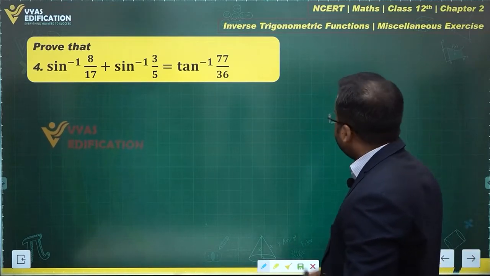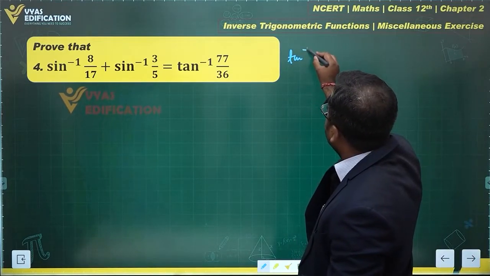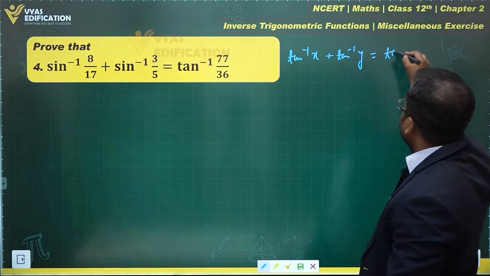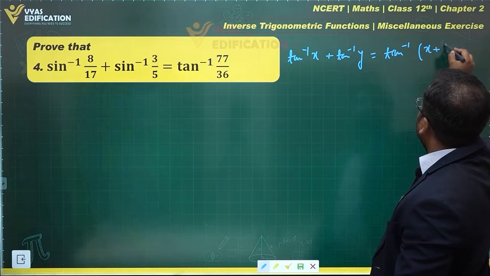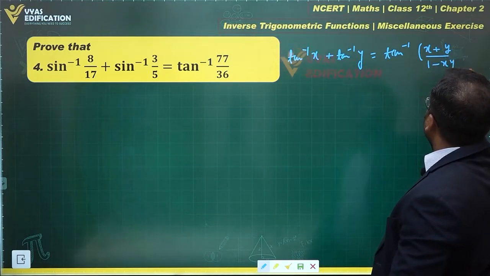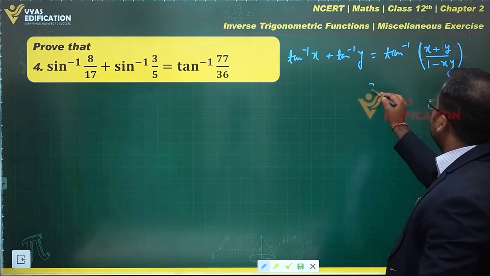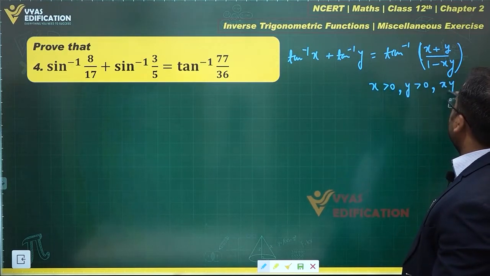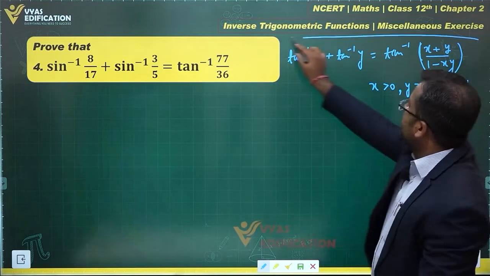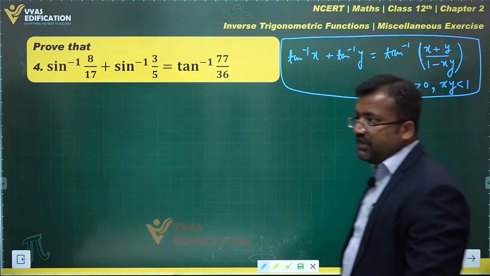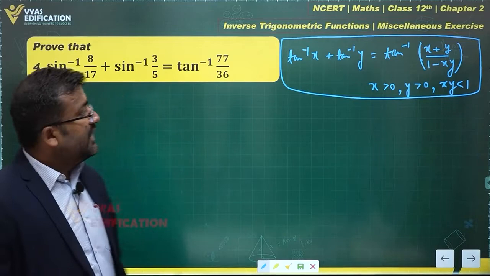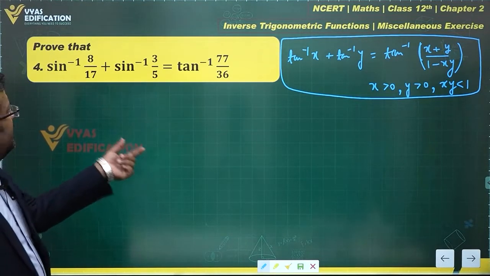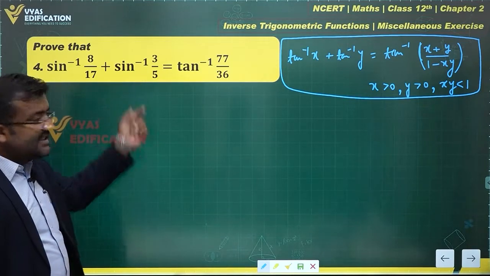Let us write the result properly. Tan inverse x plus tan inverse y is equal to tan inverse of x plus y over 1 minus xy. The condition that should be followed is x greater than 0, y greater than 0 and the product xy should be less than 1. This is the condition that is important for us, right? Since we want to use that formula, let's try to convert this and this in terms of tan inverse first.